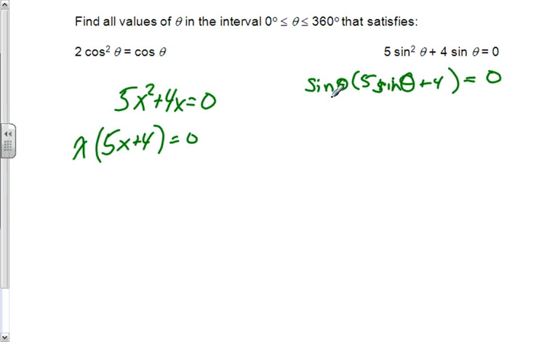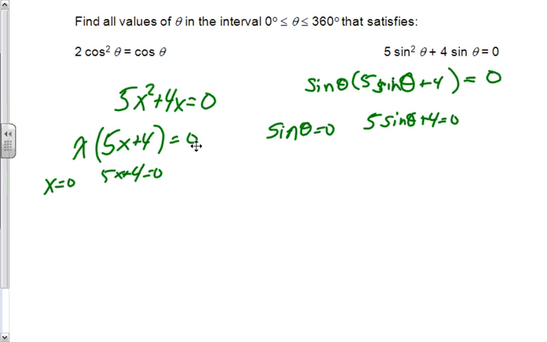So the next thing is we're going to set both of them equal to 0. Just like we did over here, we have x equals 0 and 5x plus 4 equals 0. Over here we'll have sine of theta equals 0, and 5 sine theta plus 4 equals 0. Right? So this one's already solved, sine theta equals 0, but we also have to deal with this one over here. Subtract 4 and divide by 5, so we get sine of theta equals negative 4 fifths.